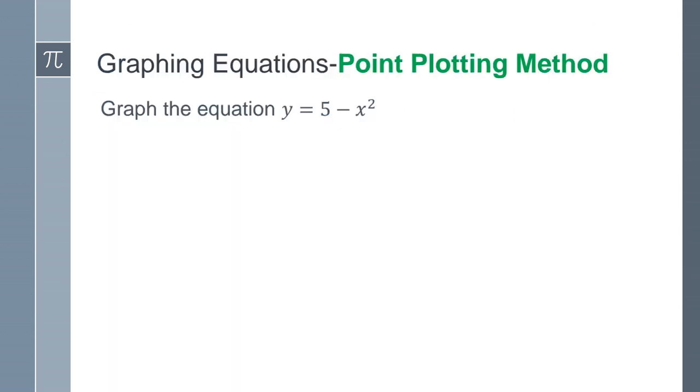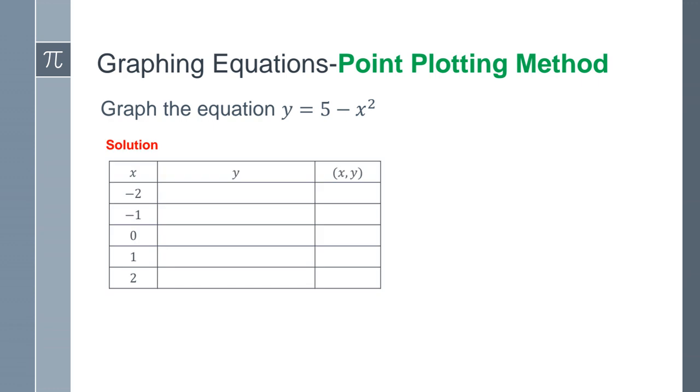We have this equation, y is equal to 5 minus x squared. So again, we will do the same thing. We'll create a table and we'll use the same x values, -2, -1, 0, 1, and 2. And we're going to just do the same thing as we did before. We're going to place them everywhere we see x so we can get our y.